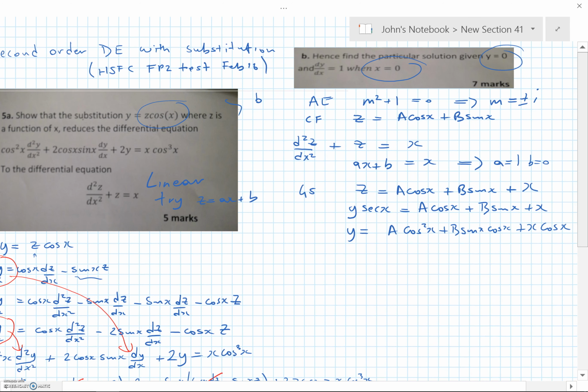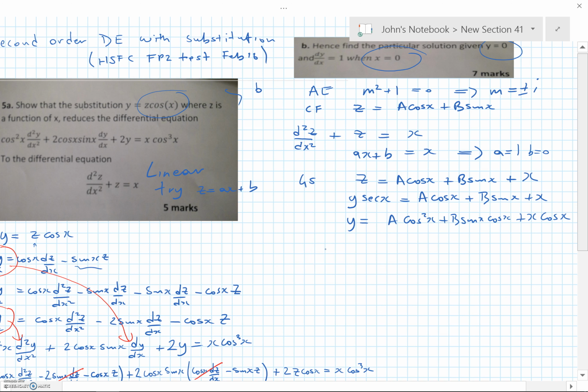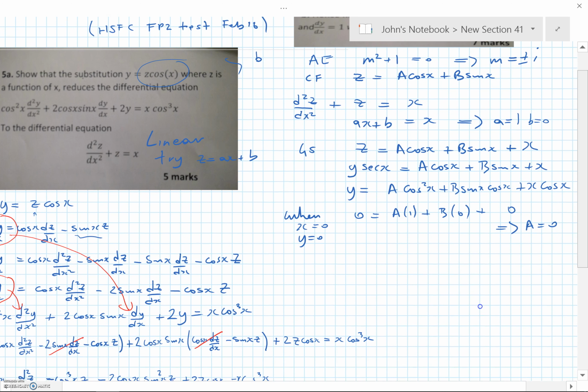Okay, so that's that. So now we can use it when x equals 0, y equals 0. That gives us 0 is equal to, well, this is going to be a times 1 plus b times, that's going to be 0, isn't it? Because sine 0 is 0, plus 0. So that gives us a is equal to 0. Right, so we've got a is equal to 0, but what about b?